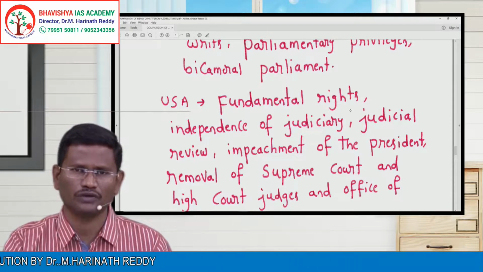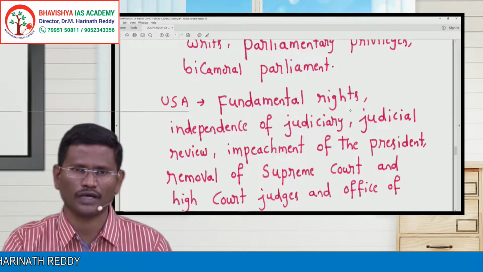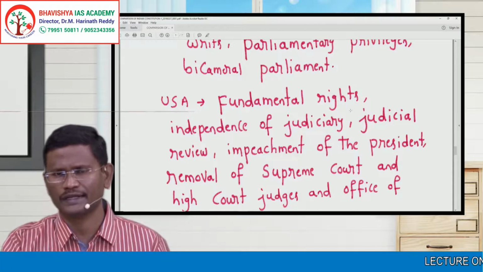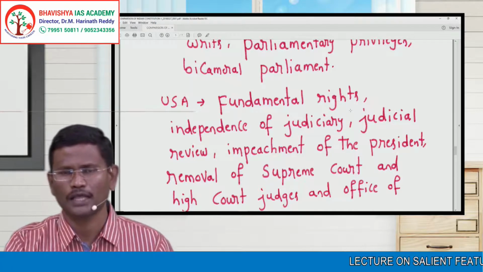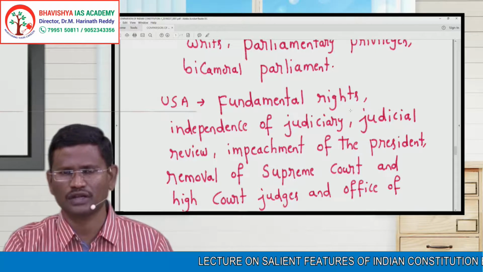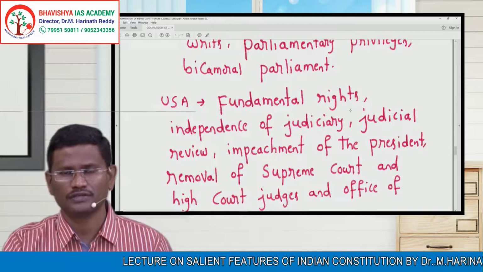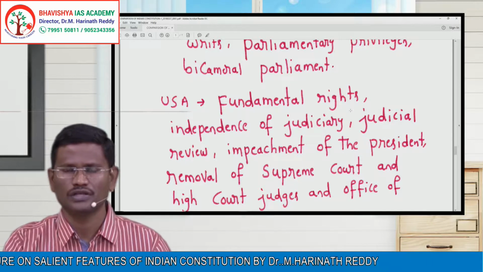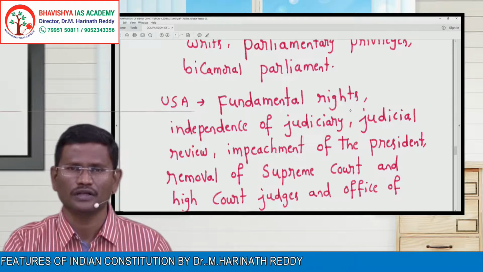Independent judiciary with the power of judicial review, again borrowed from America. The office of Vice President in India is borrowed from America. So if a vacancy arises in the office of the President, the Vice President will act as the President. He also acts as the presiding officer of the upper house, that is Indian Rajya Sabha. Same is the case in America.